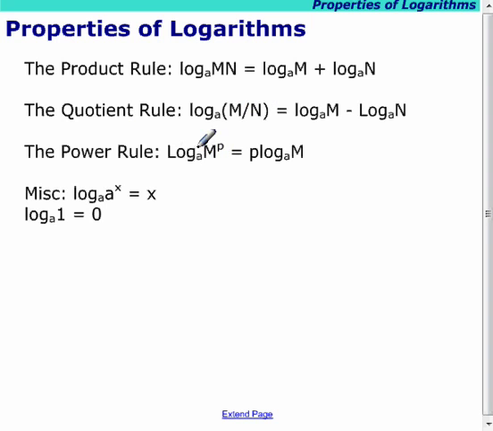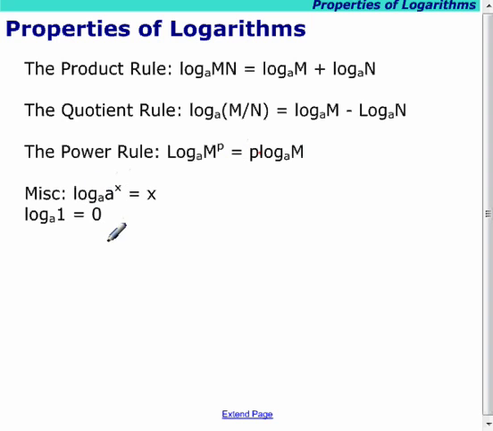I have a power rule, which is probably the most different one that you'll see. And what it says is if I'm taking the logarithm of some kind of value that has an exponent in it, I can pop that exponent out to the front and multiply it like I've done here. So it's p times the log base a of m. That's a fairly powerful rule that we'll see later in solving logarithmic equations is very useful.